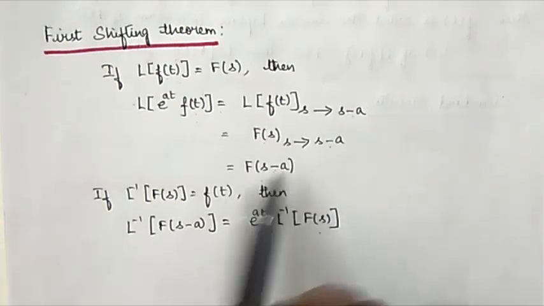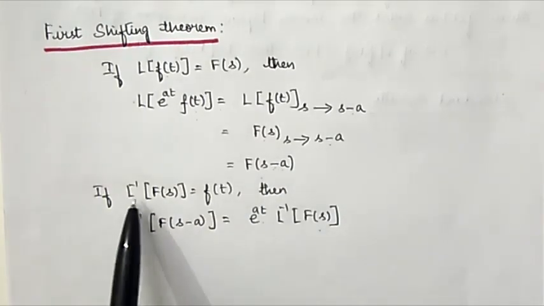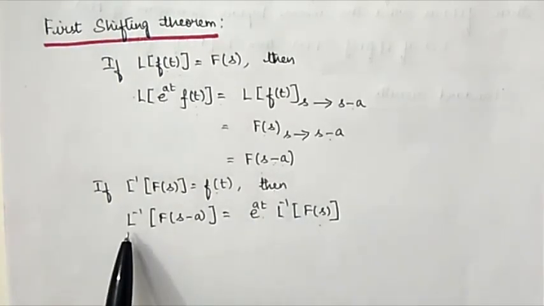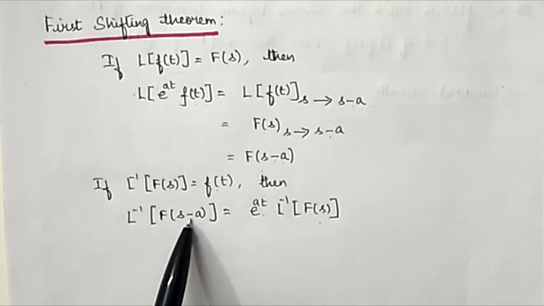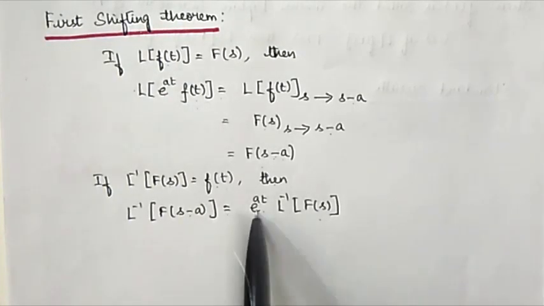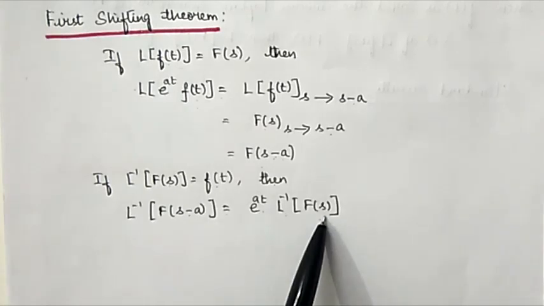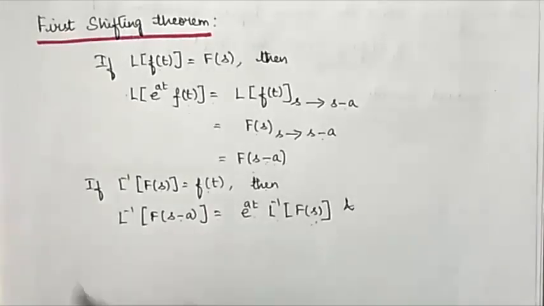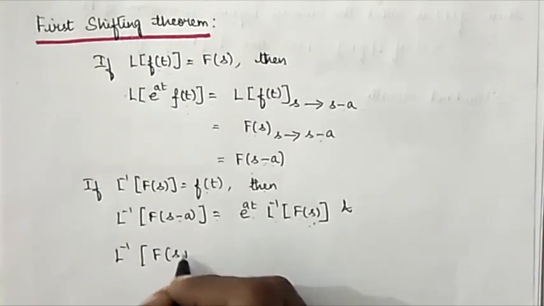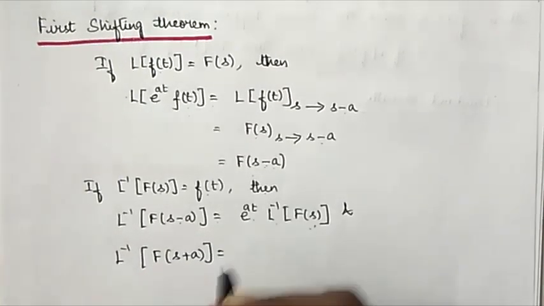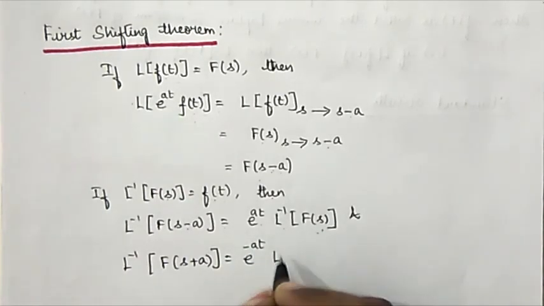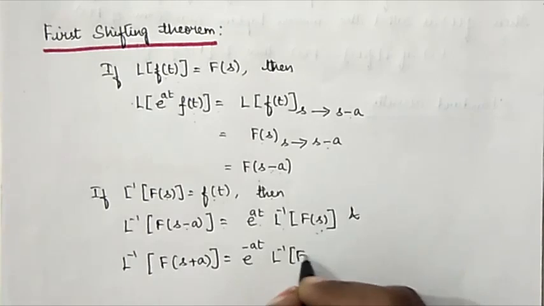Similarly, we will see it for the inverse Laplace. If L⁻¹{F(s)} = f(t), then L⁻¹{F(s−a)} = e^(at) f(t). f(t) is nothing but L⁻¹{F(s)}. And also L⁻¹{F(s+a)} will be equal to e^(−at) times L⁻¹{F(s)}.